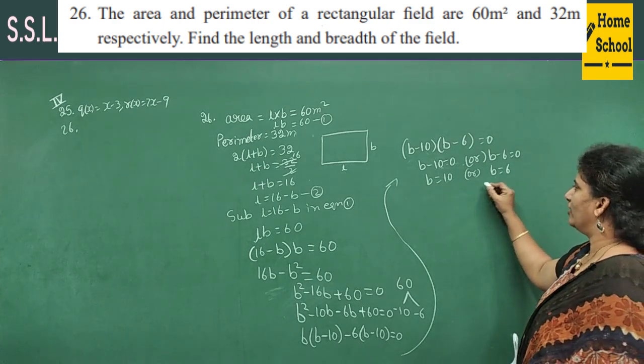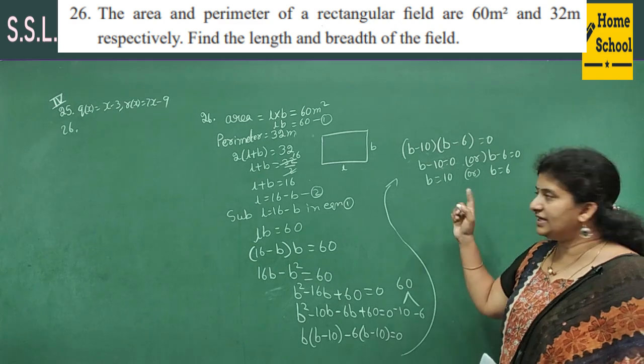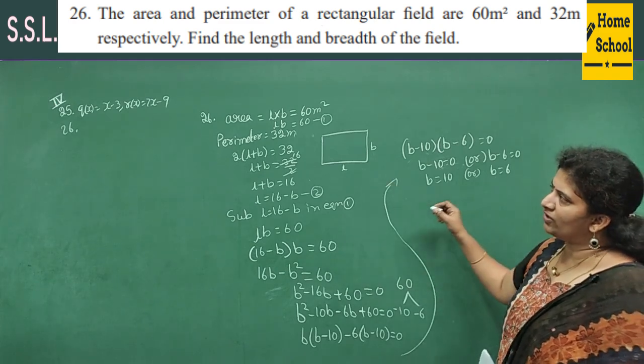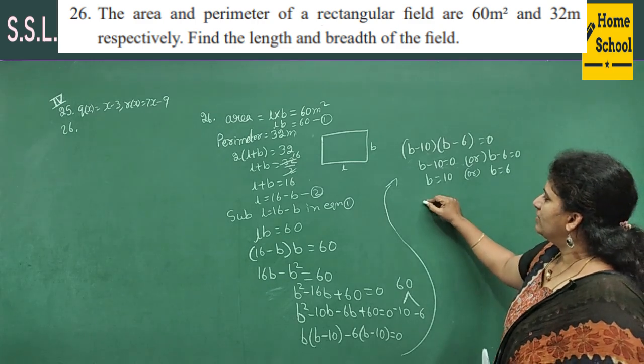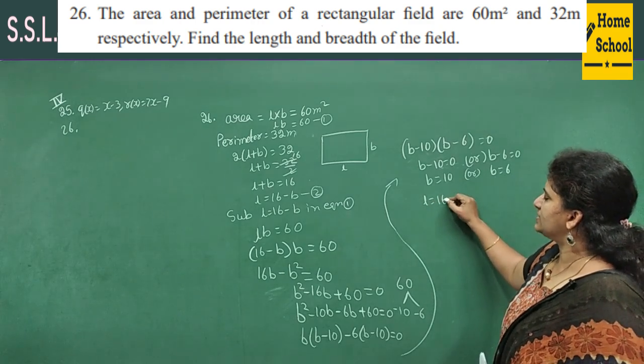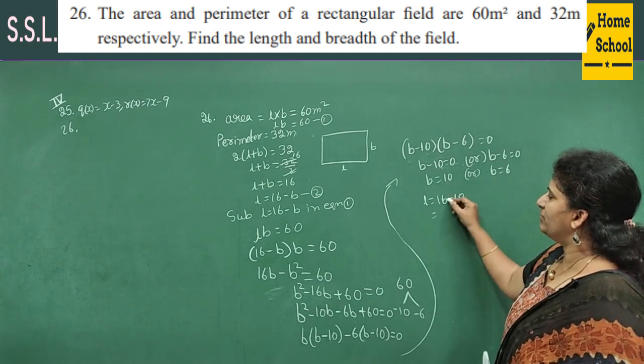Therefore, B is equal to 10 or B is equal to 6. Breadth is 10. Now, these values you substitute in any one of the equations. Let me go with the second equation. L is equal to 16 minus 10. Substitute here B value 10. That will be how much?